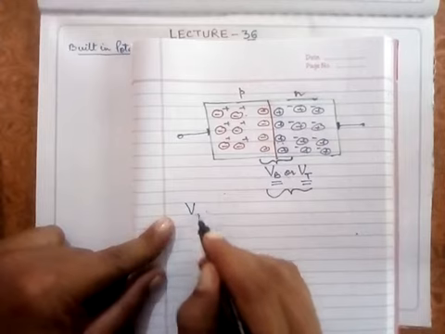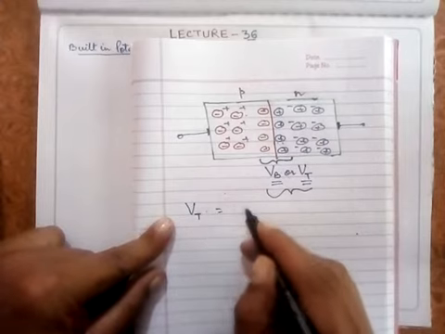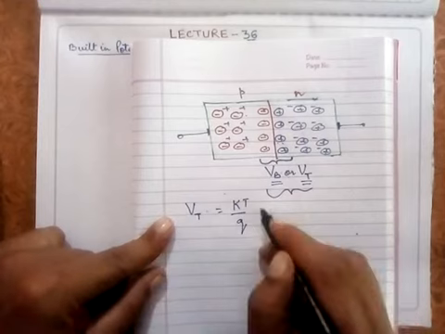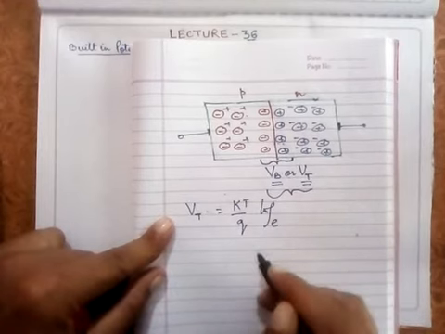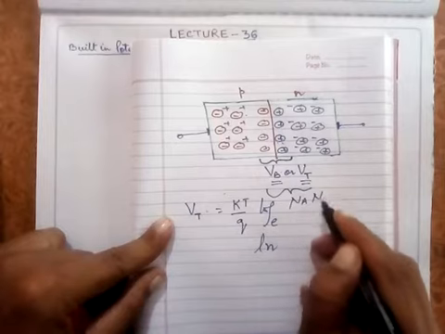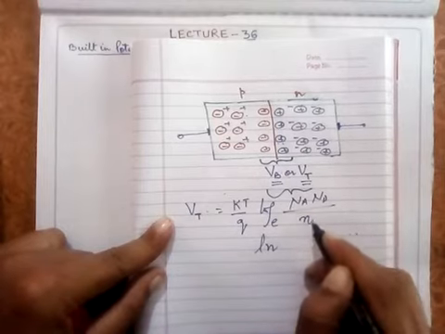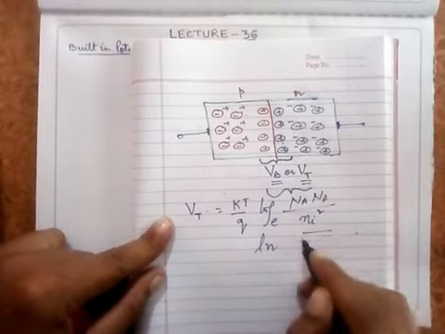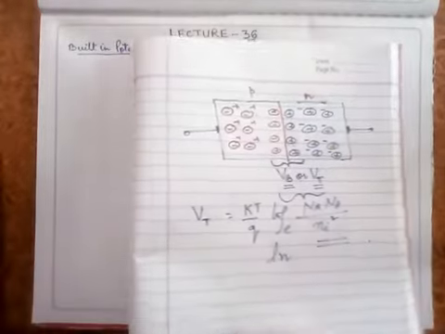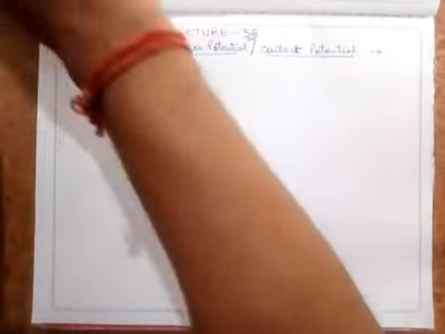And this VT, I'll just derive it. It is given by kT upon q, log to the base e, which is also represented as ln, NA ND upon ni square, and my target is to derive this only for today. I'll derive this. Now let's see how we go for the mathematical expression for this.